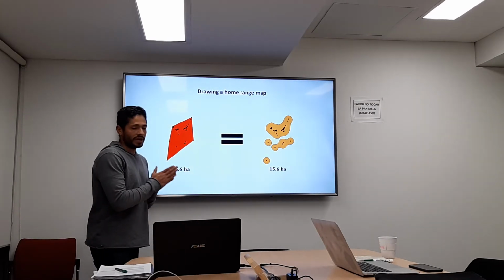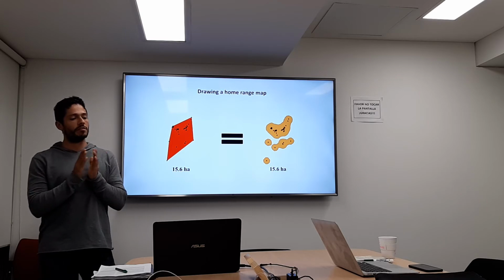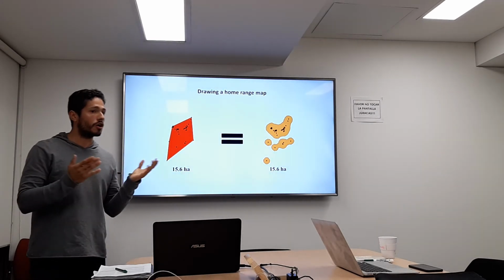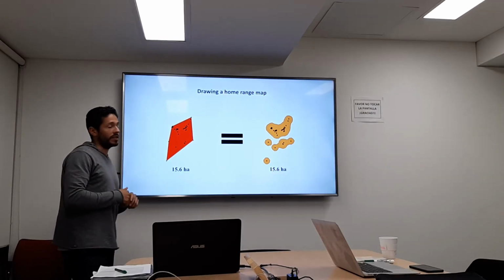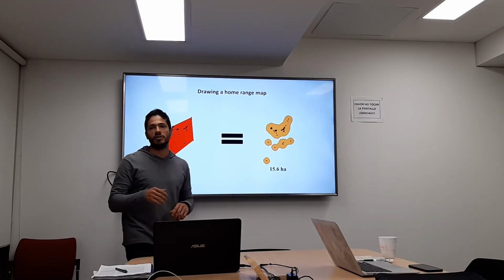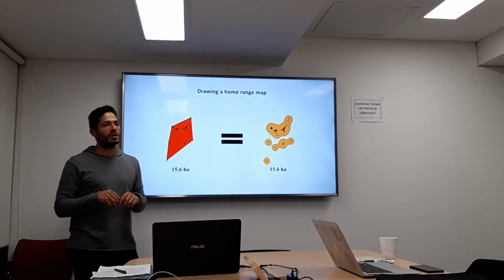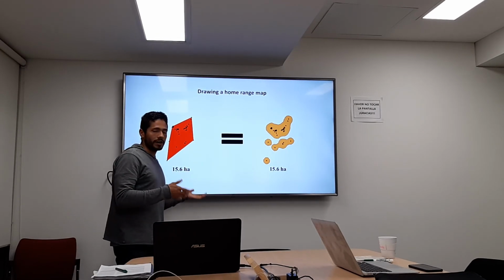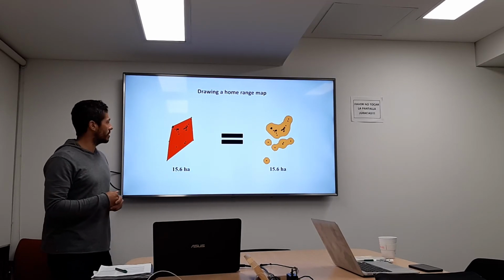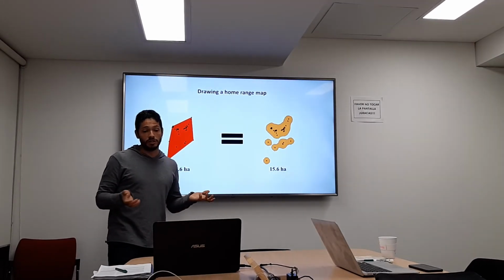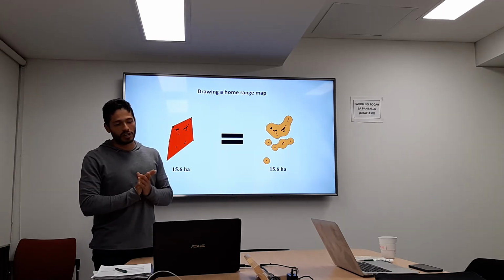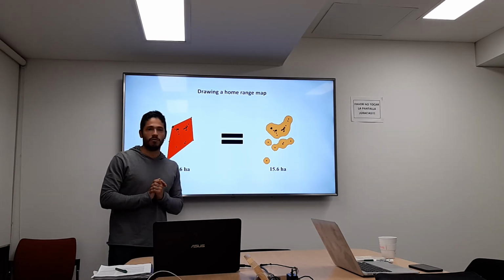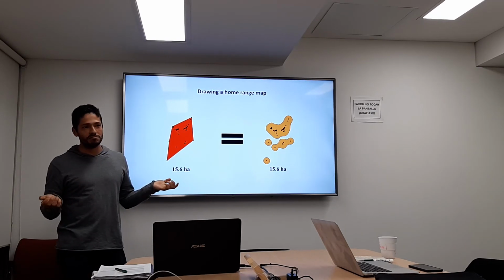So, in conclusion, today I've defined the term home range, its components, including the general area and the core area, the factors that can affect it, and how it is measured. So, does everyone have a general idea of what a home range is?